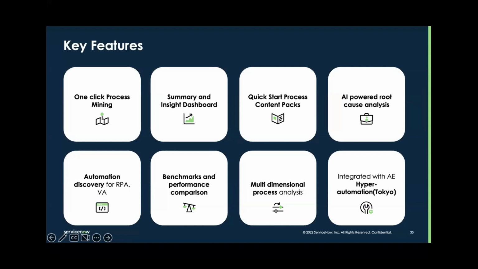I just posted again the link to the docs. If you need more information, let us know. But it's a very cool feature to find from which category it could come from. So really, where could be the root cause? We have automation discovery for RPA and VA that Dale showed us. We are available for benchmarking and performance comparison, which is also a feature which is available. And we have multi-dimensional process analysis.